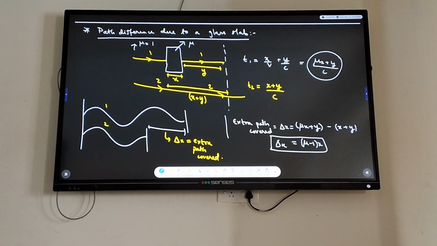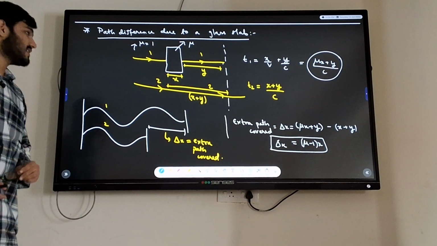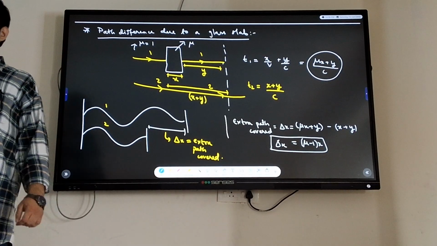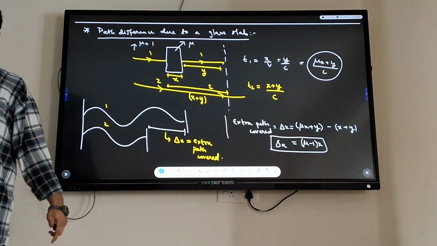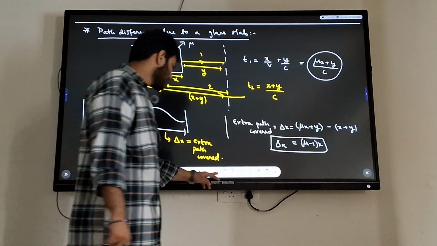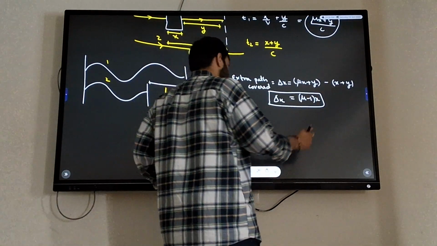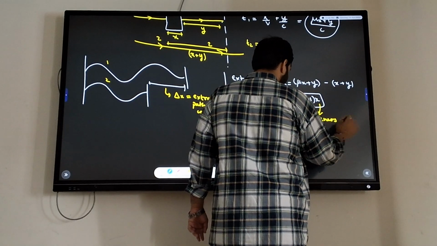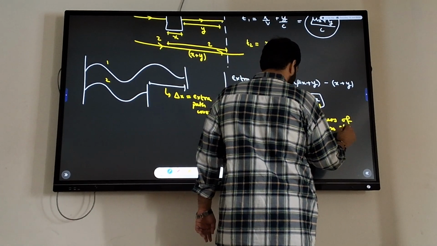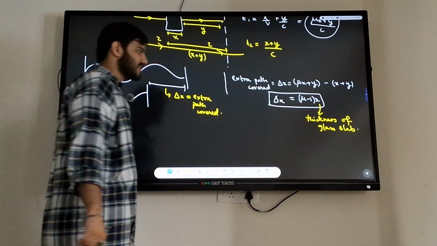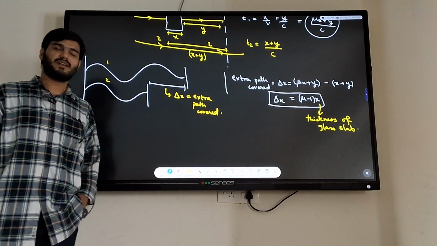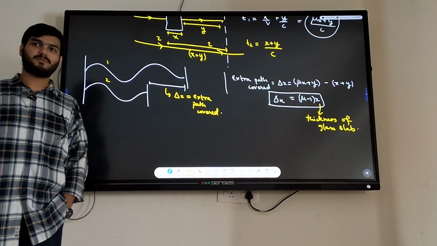Can I go forward? So it's apparent now that if you put a glass slab in front of a ray, it suffers a path difference of (mu minus 1) into x, where x is the thickness of the glass slab, and mu is the refractive index of the slab. We have done this derivation assuming that the surrounding medium has a mu of 1. What if it is not 1?